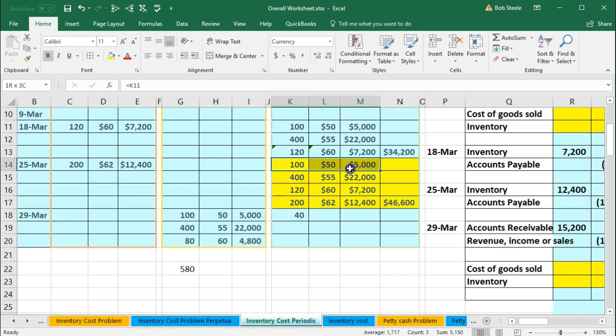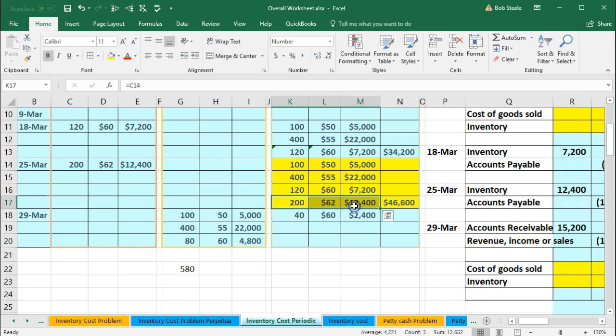So these rows are gone. We have 40 units left of this row at $60. So in L18, we're going to say this equals that $60, tab. And then in M18, we'll multiply those out. This equals that 40 in K18 times that 60 in L18, and enter. So we have $2,400 worth of this row left.